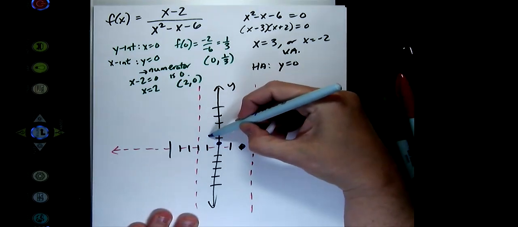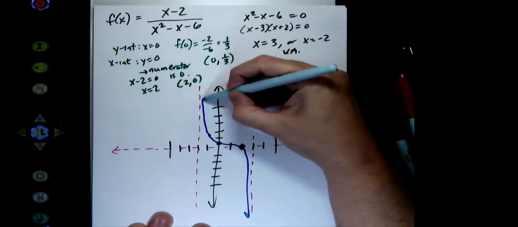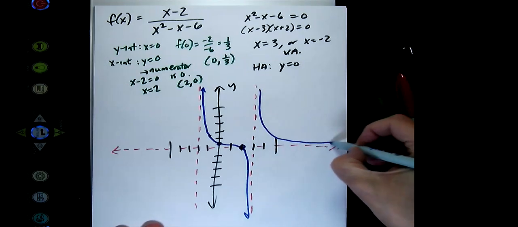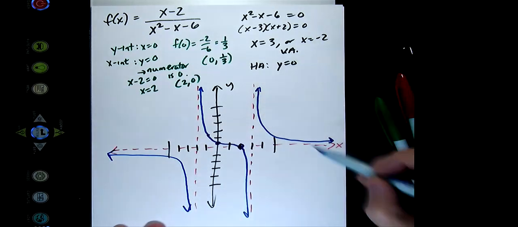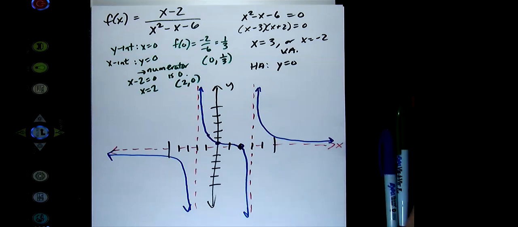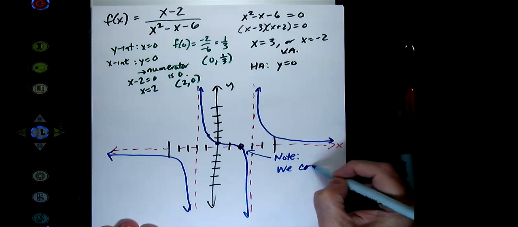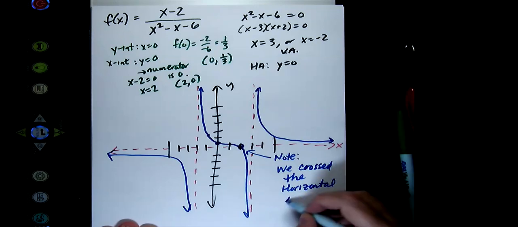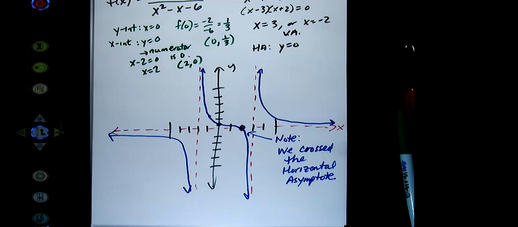So these go like that. Goes down like that. This goes up like this. It's got to go towards the asymptote, and it can't cross the vertical asymptotes. The vertical asymptote over here goes like that. And this one over here is like that. Notice we cross the horizontal asymptote. So these only act as asymptotes as x goes to plus or minus infinity.